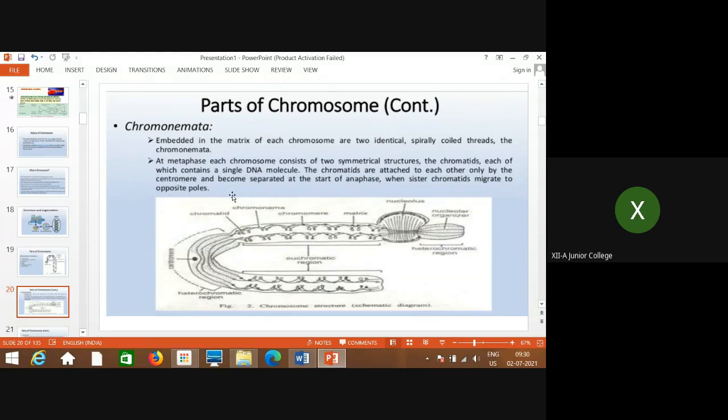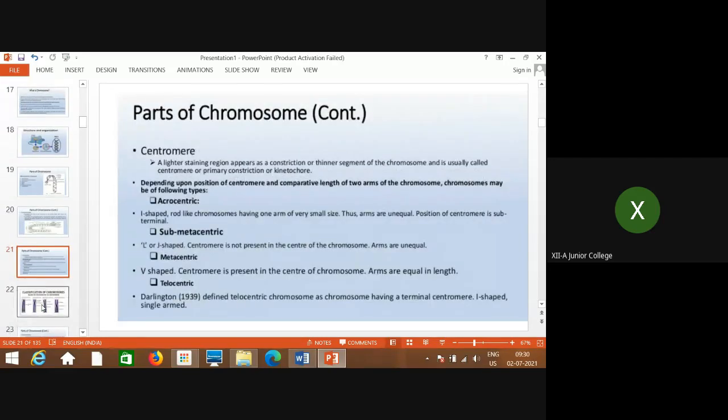At metaphase, each chromosome consists of two symmetrical structures, the chromatids, each of which contains a single DNA molecule. The chromatids are attached to each other only by the centromere and become separated at the start of anaphase when sister chromatids migrate to opposite poles. You have learned these stages, so I will not explain right now, but we'll try to study the structure of chromosomes.